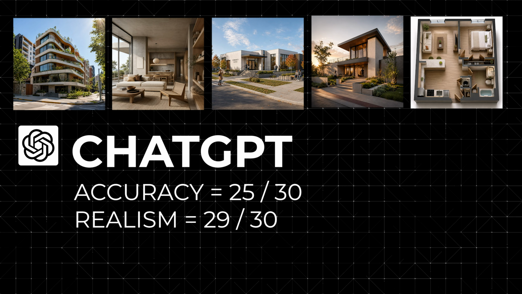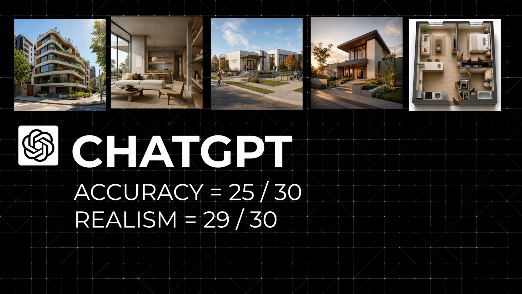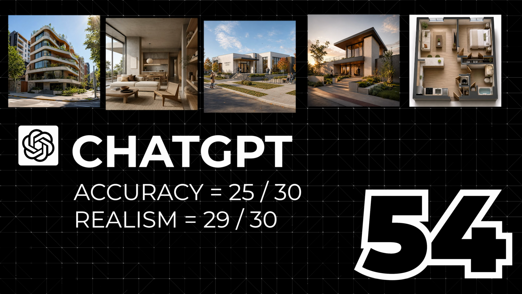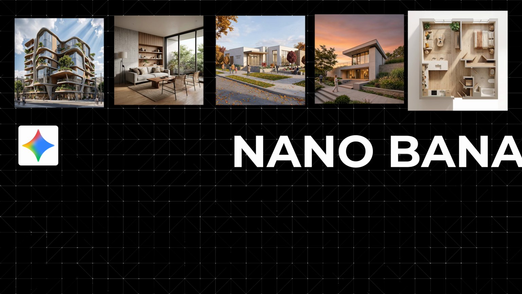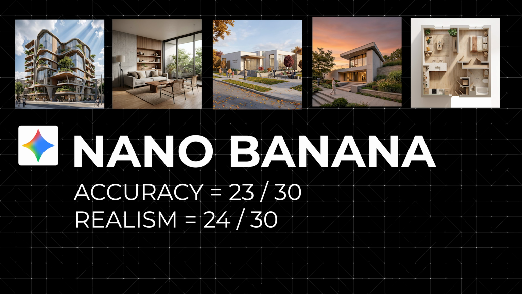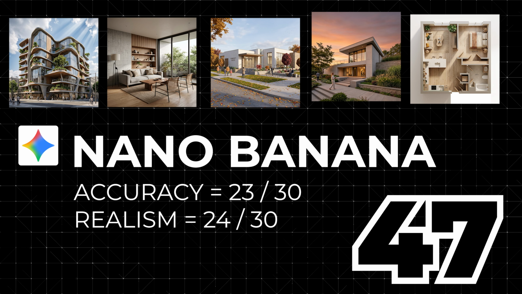The total for ChatGPT in the accuracy category is 25 out of 30, and the realism category is 29 out of 30. The total score for ChatGPT is 54. The total score for Nano Banana in the accuracy category is 23, and the realism category is 24. That brings Nano Banana's total up to 47.